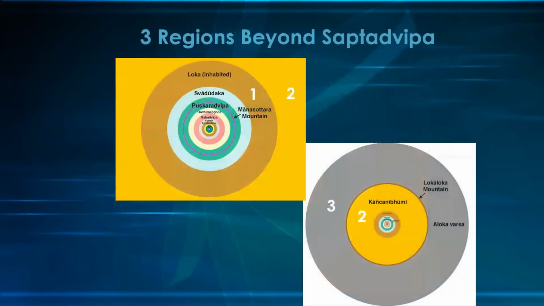And there are three regions beyond Saptadvip, which are Loka, Kanchani Bhumi, the Golden Land, and Aloka Varsha. And between Aloka Varsha, which is the last one, and Kanchani Bhumi, there's this mountain that is called Loka Mountain. Anything beyond Loka Mountain is said to be in total darkness.